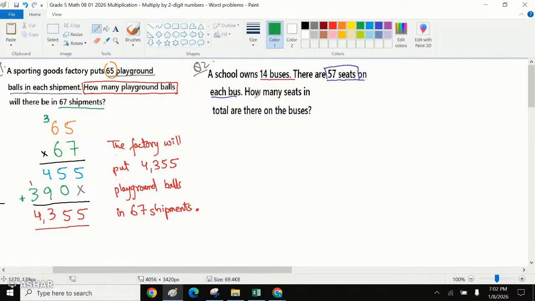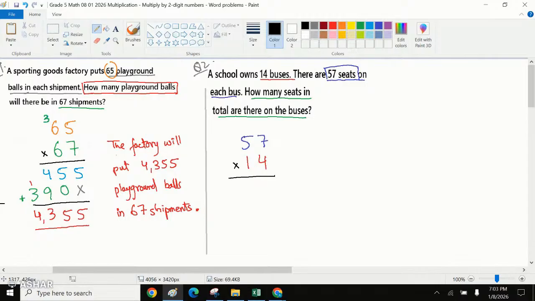So what we need to find is how many seats are there in total on all the buses. How can we simplify this? What we can say is if one bus has 57 seats, then 14 buses will have 57 multiplied by 14. So 57 is multiplied by 14. And let's see what the answer would be.